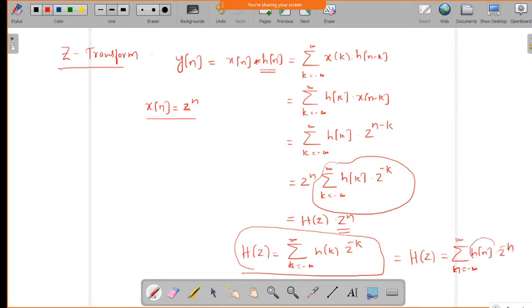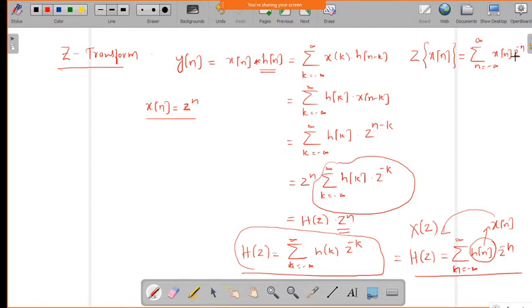Even instead of the impulse response, if you have the input signal x of n, then the z transform of x of n is called X of z. So whenever you have an equation of this type, we can find the z transform of the corresponding discrete time signal x of n. We can represent it as the z transform of x of n, equal to the summation n equal to minus infinity to plus infinity of x of n into z power minus n.